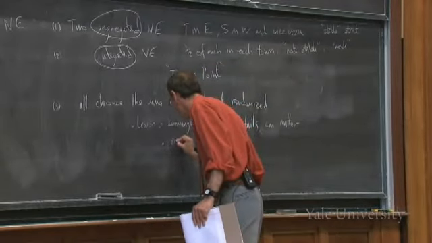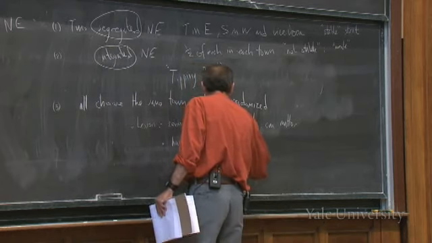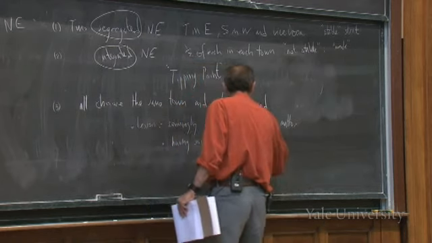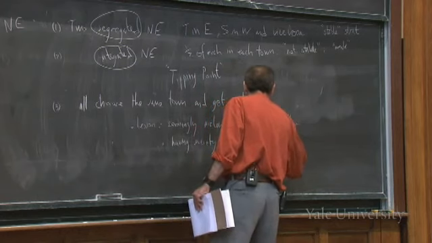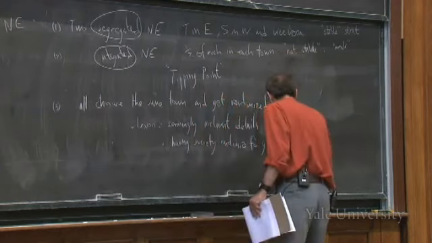Well, I don't want to say randomizing. I want to say having society randomize for you ended up being better than choosing. Ended up better than what you might want to call an active choice.